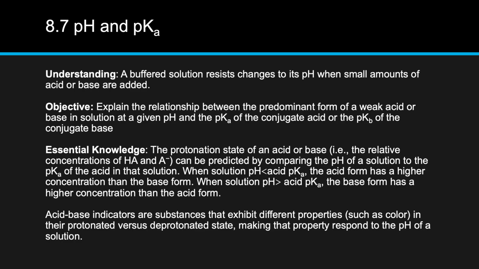The relationship between pH and pKa is going to determine whether an acid is mostly in its protonated state, HA, or deprotonated state, A-. If pH is less than pKa, then your acid form is going to dominate. If pH is greater than pKa, then your base form will dominate. This relationship allows you to predict the protonation state of a substance in solution. And then indicators are going to change color depending on whether they are protonated or deprotonated, making them useful for detecting those pH changes.